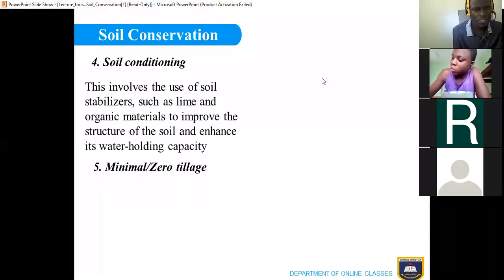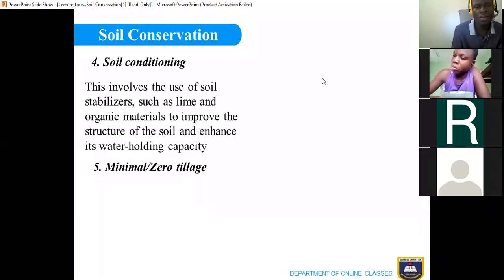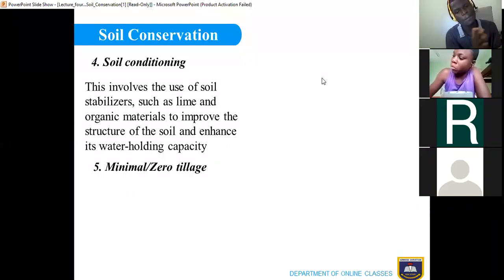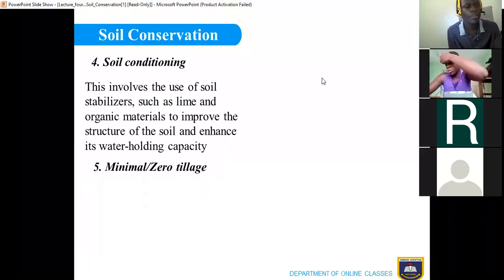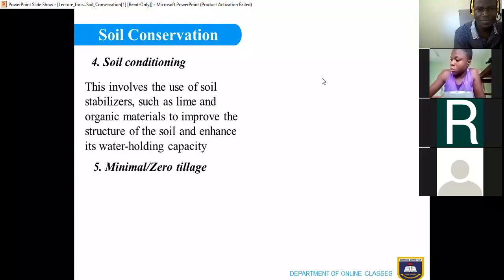We use potash to reduce the alkalinity of the soil. You know, the opposite of acidity is alkalinity. So we use lime to reduce acidity, then we use potash and organic materials to reduce the alkalinity. When you do that, the process will improve the structure of the soil, and at the same time increase the soil's ability to hold water. Is that clear?